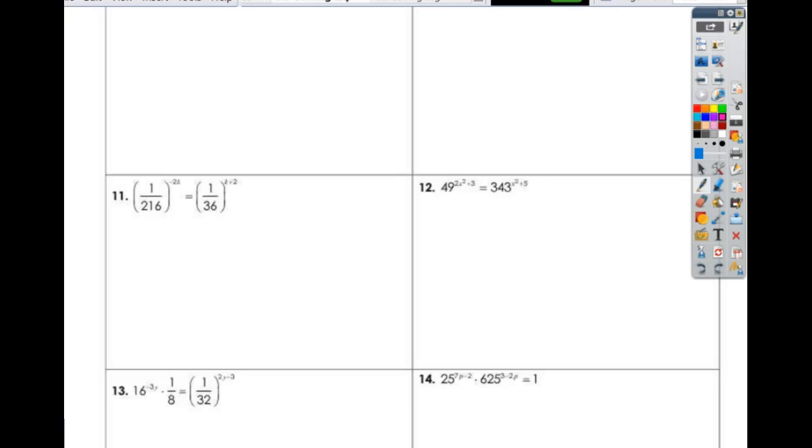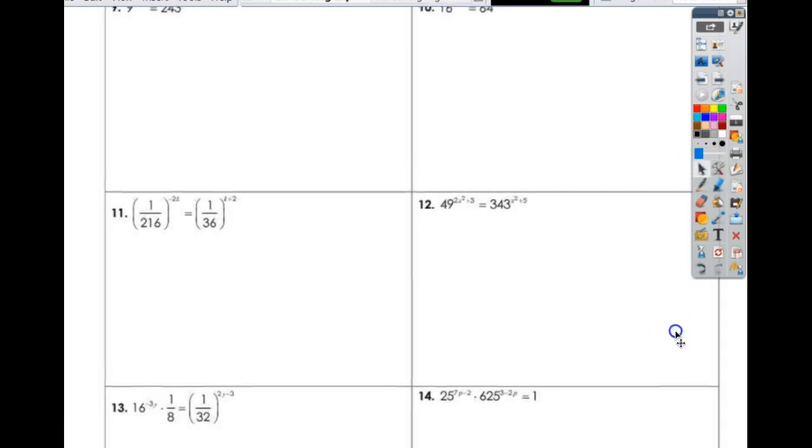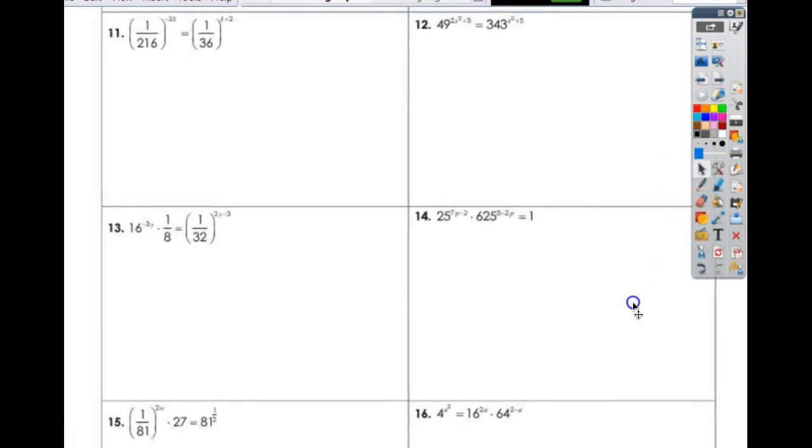Number 14. All right, what's the common base? 5. So if I do 5, 625 is 5 to what power? 4. So if I have 25 is 5 to the second, is that 7p?